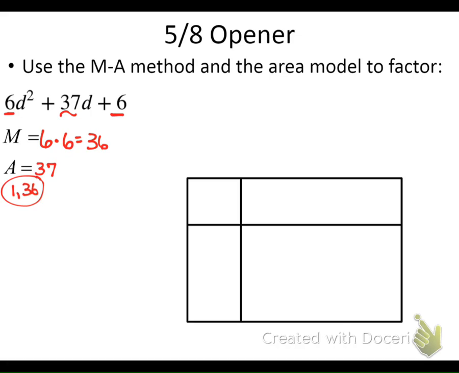Now step 3 says to take my MA and put it into my area model into the top right and bottom left rectangle. So I always put my smaller number in my top right and my bigger number in my bottom left, just because it makes step 4 easier. Now, because this 1 and 36, when you add them together, that's going to equal my second term, which is 37. So what variable needs to go with this 1 and 36? D, yeah. So I'm going to go ahead and put a D with each of those.